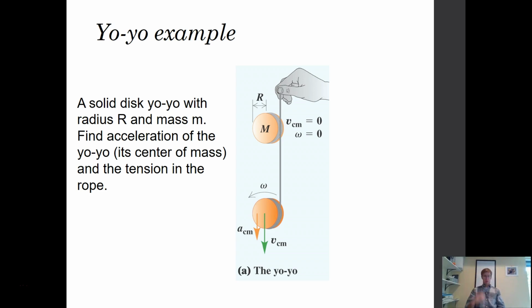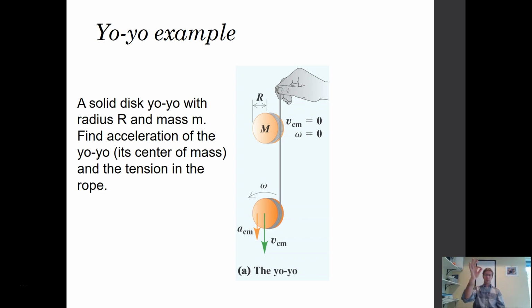Some of you want to just say, well, you're dropping it, its acceleration is 9.8. It's just g, right? Meters per second squared. No. Believe it or not, because it's rotating as it moves downward, it's actually dropping and accelerating downward at a slower rate because of that need to rotate. Because some energy is going into rotational motion, you are actually going to see that it accelerates less than the acceleration due to gravity. How much less? I want you to figure it out.